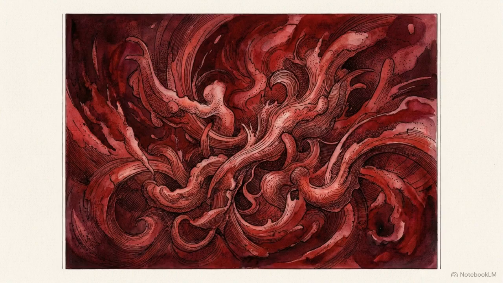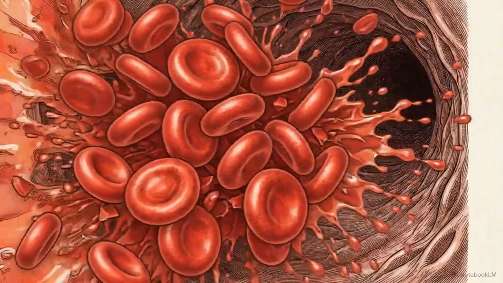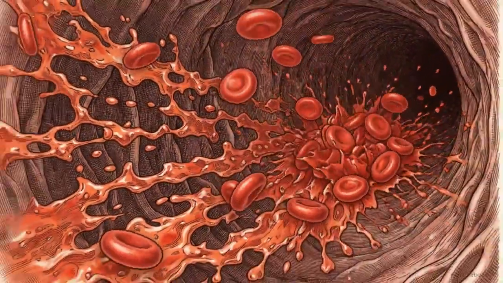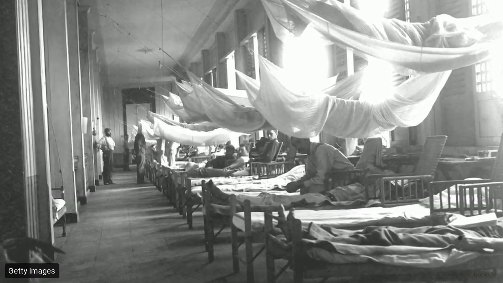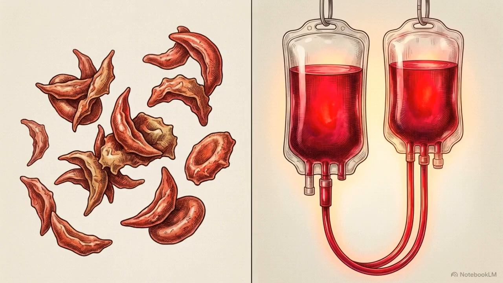At the opposite extreme is a pigment storm. This occurs during severe intravascular hemolysis, a state where millions of red blood cells rupture in the bloodstream simultaneously. Historical triggers for this biological dam breaking include severe malaria attacking the blood, as well as modern crises like sickle cell events or mismatched blood transfusions.